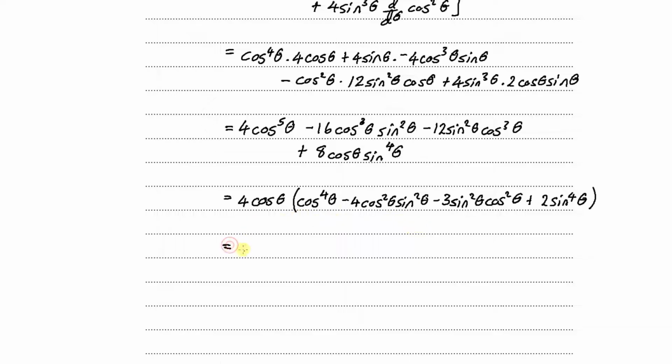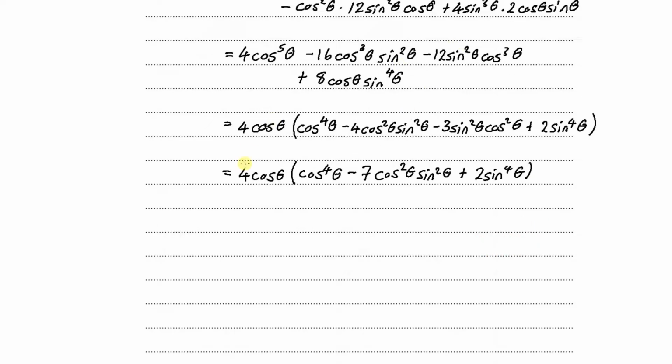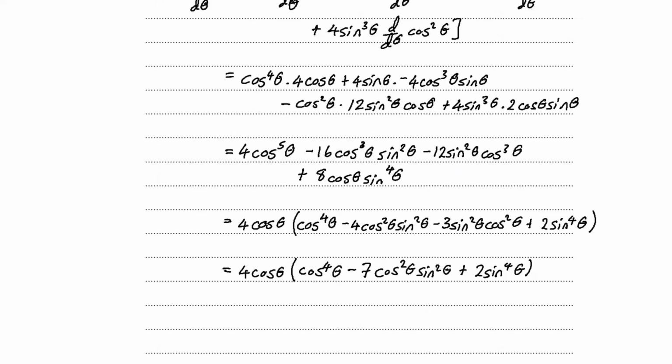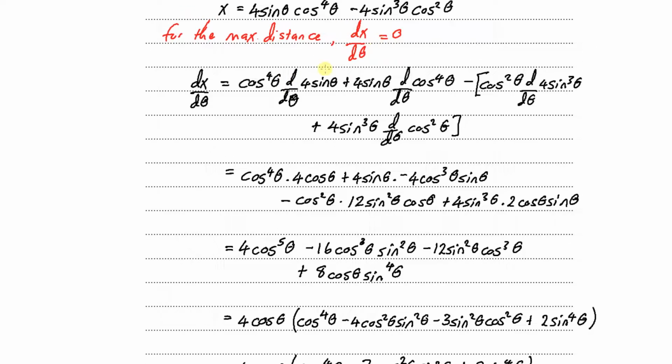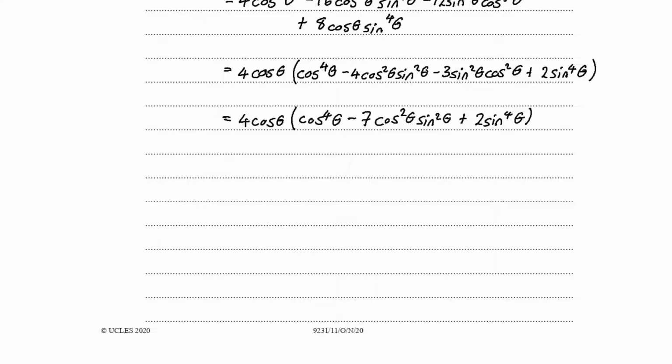Now we can again simplify. We have 4 cos theta, so that's cos to the 4 of theta, and this 2 here I like, so we can add the 2 to get minus 7 cos squared theta sine squared theta, and then that's plus 2 sine to the 4 of theta. So this whole thing here is supposed to be equal to 0, since we said dx by d theta for the maximum distance should be equal to 0. So we should equate this thing here to 0.